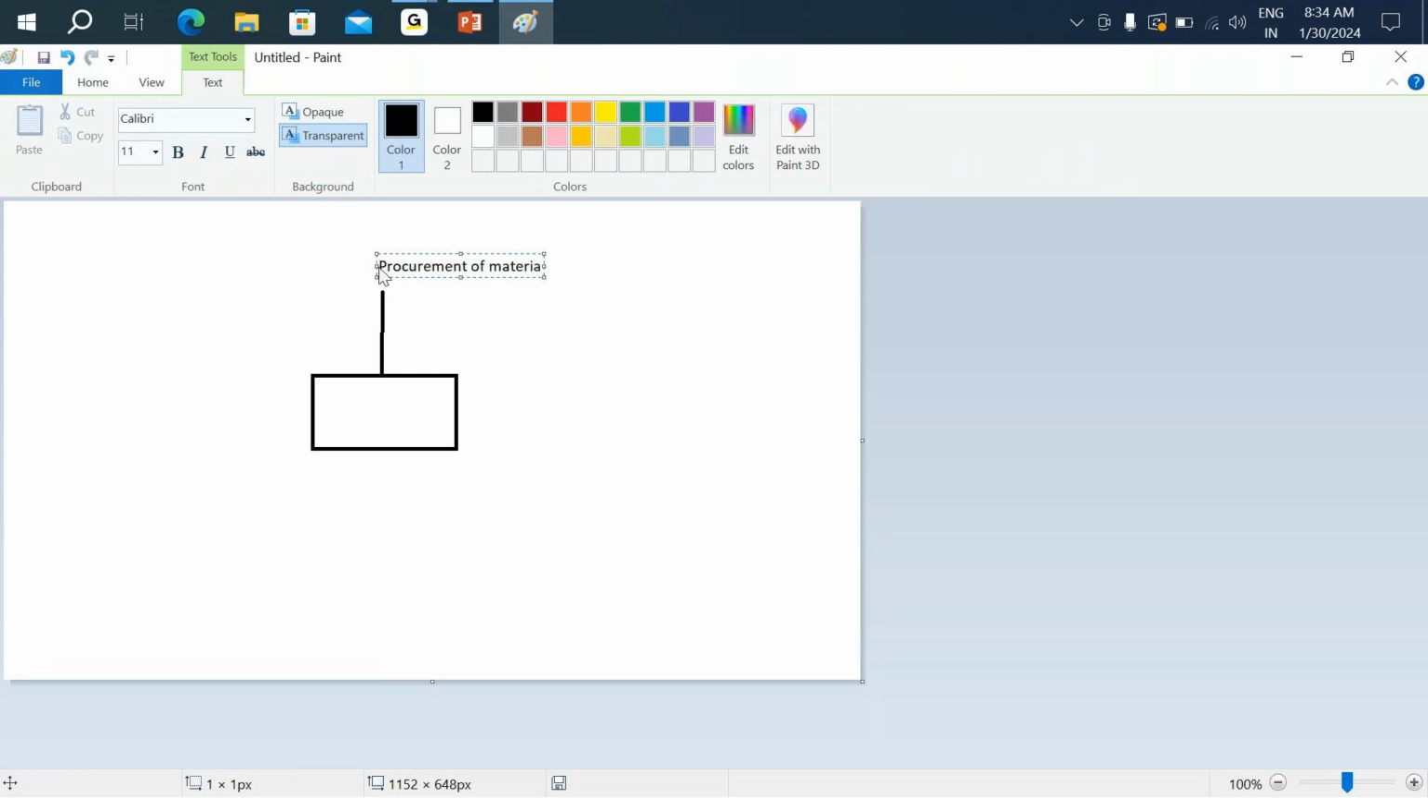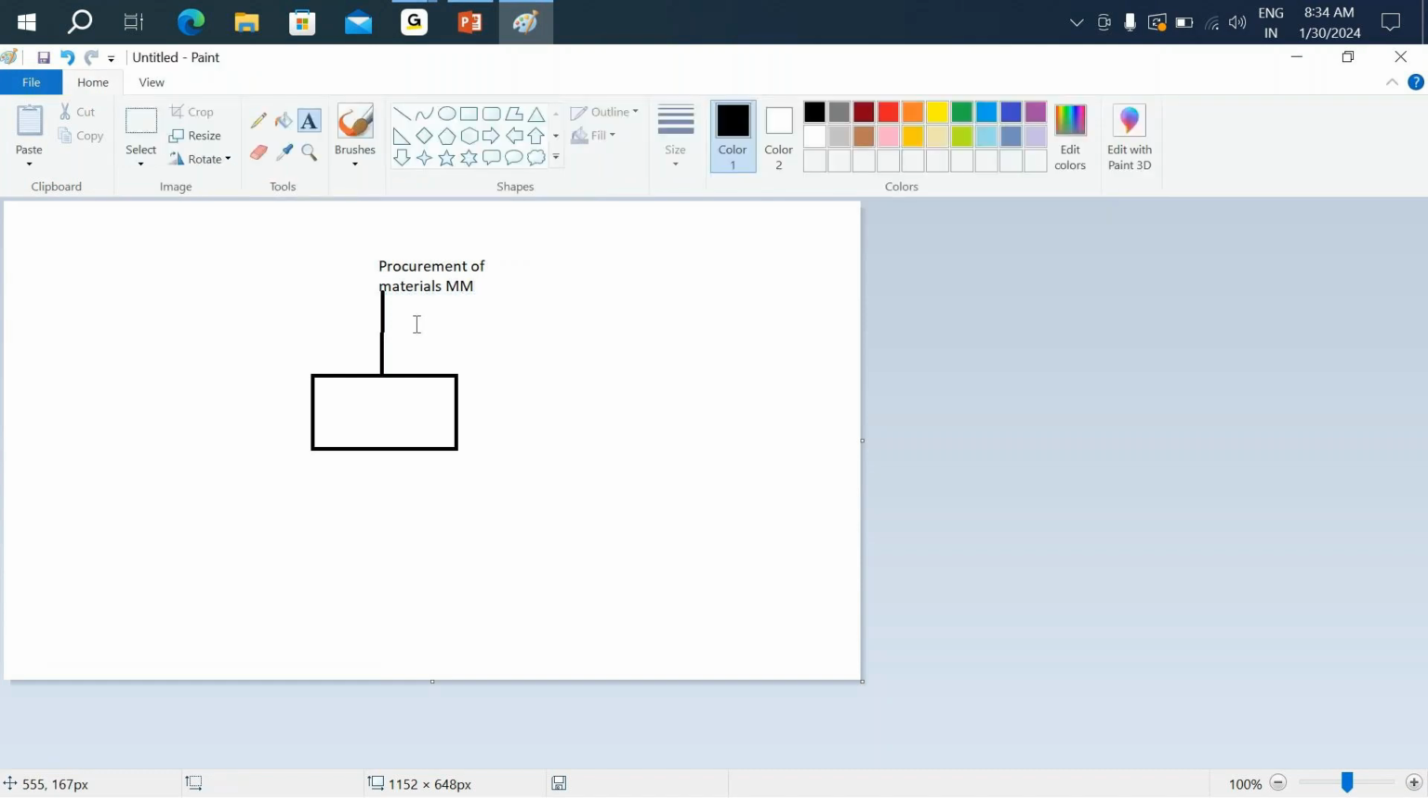of materials. So when I say materials, what is the functional area that comes to mind? It's material management. So your material management team will take care of this. So procurement of raw materials means buying raw materials, getting the raw materials to your company. These activities will be taken care of by your material management guys.